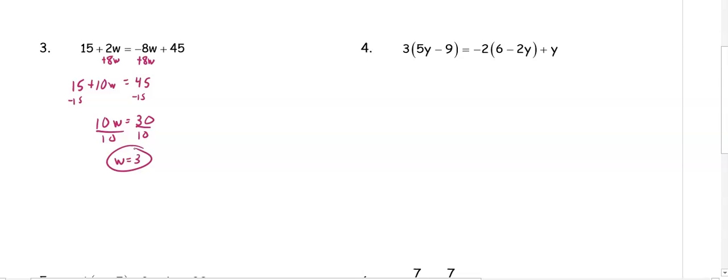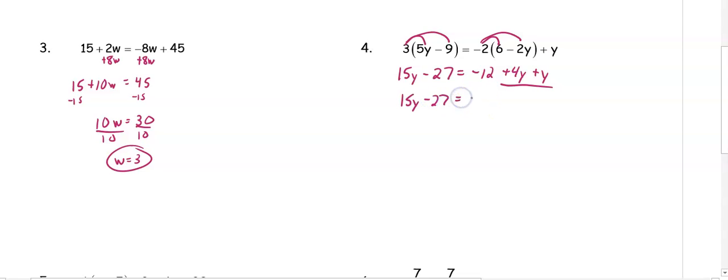In number 4, in order to solve for y, first we need to get rid of our parentheses, so we are going to distribute the 3 on the left-hand side, and we get 15y - 27 is equal to, we're going to distribute the -2. We're not going to distribute to this y because it's not in parentheses. So when we rewrite, we have -12 + 4y + y. We can combine these two together. So we get 15y - 27 = -12 + 5y.